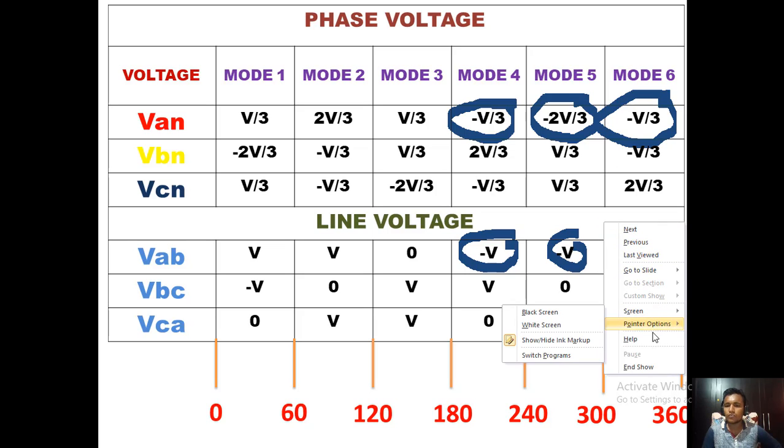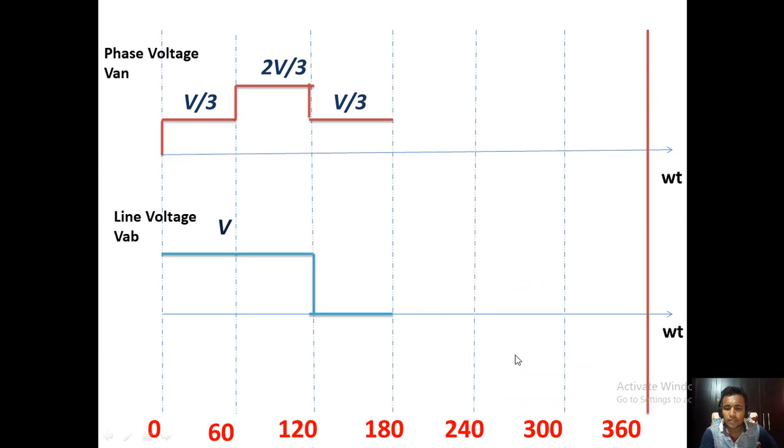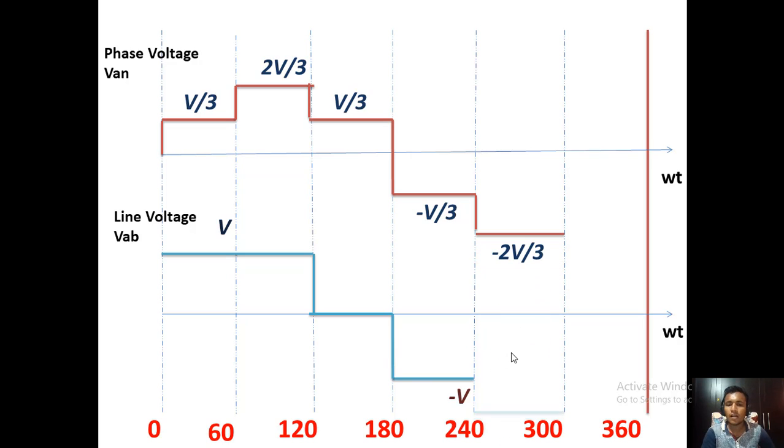So similarly, if we have to draw the waveform, you can see the mode 4, that is 180 to 240 degrees, we have drawn minus V by 3 and a line voltage that is a negative V. So we have drawn in this way, and in mode 5, that is 240 to 300 degrees, here we can draw minus 2V by 3 and the line voltage is also similarly minus V, and in mode 6 you can see the waveform is minus V by 3 and the line voltage is 0.